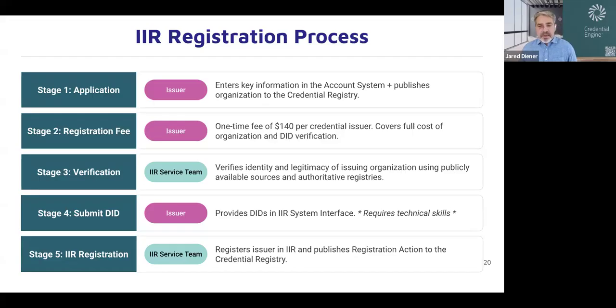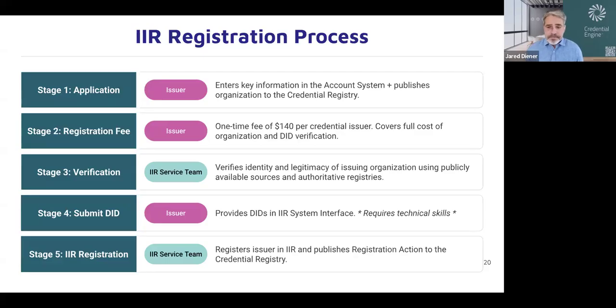Once the verification has been completed and the organization has been approved to join the IIR, we move to stage 4, the DID submission. So you'll submit your decentralized identifier and assigned payload as part of this process. This is a technical step. So if you're moving through the registration process and you are not a technical person, this is where you would want to involve a developer or some technical person on your staff to handle this process.